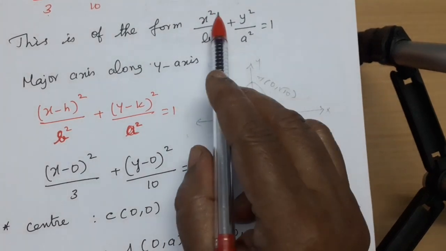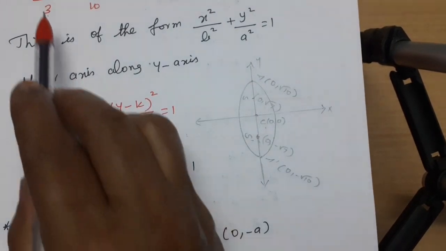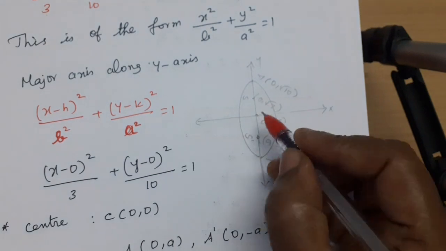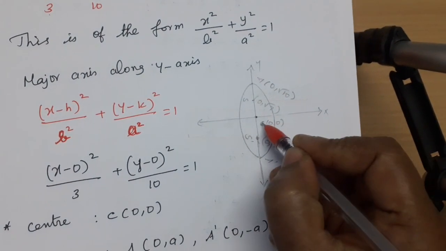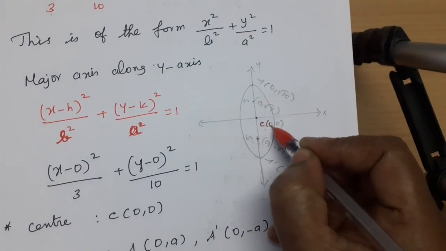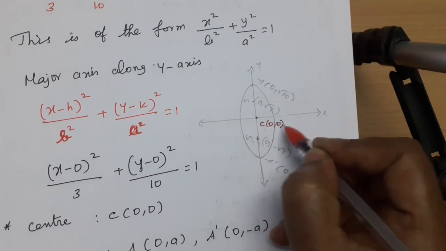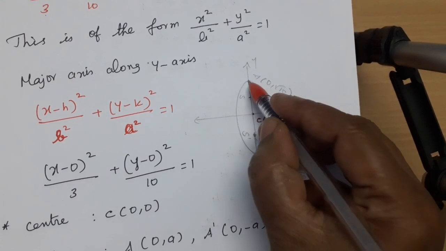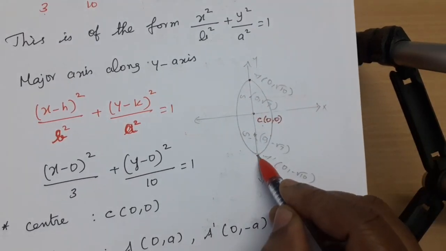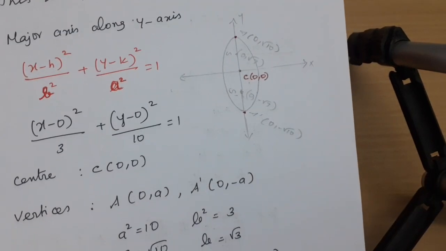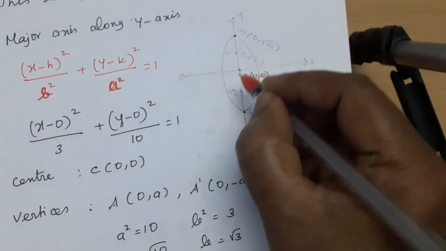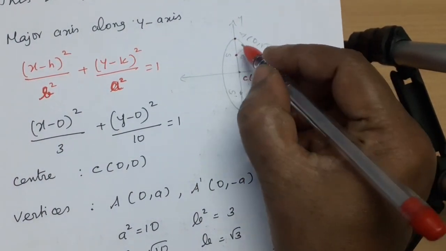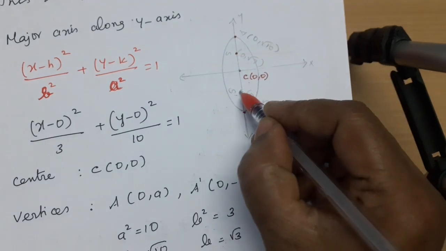Otherwise you substitute here itself, because there is no value for h comma k, the ellipse passes through the origin, that is, the center is 0, 0. We draw the ellipse. A and A dash, as I already told you, are the vertices of the ellipse. S and S dash: this is the positive side always, and the negative side is S dash.